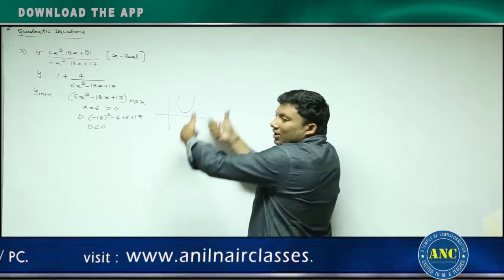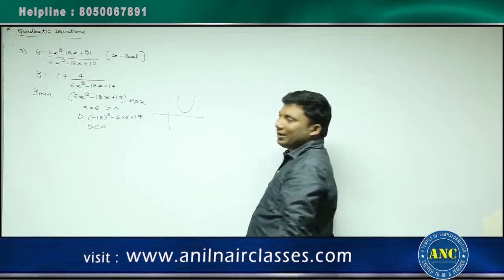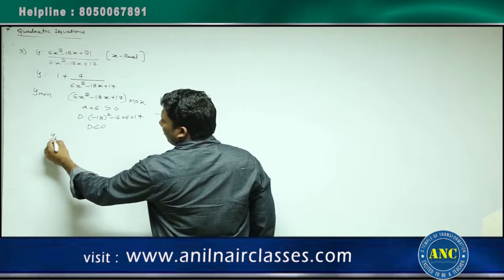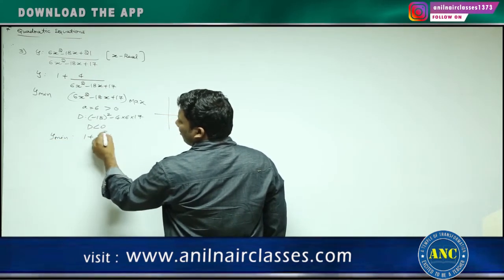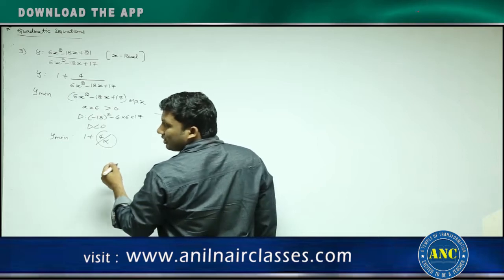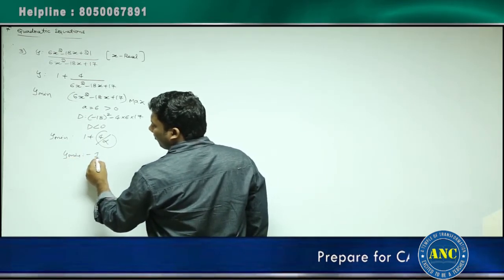The graph is going upwards. What will be the maximum value? It is going upwards. It will shoot up to infinity. So the answer will be, y minimum will be 1 plus 4 by infinity. 4 by infinity tends to 0. 0 plus 1, 1. Y minimum is 1. A beautiful problem.